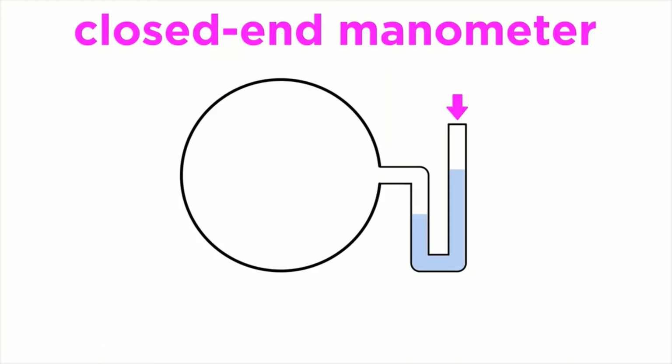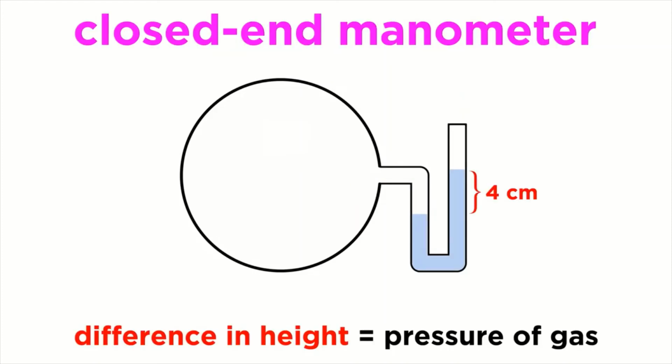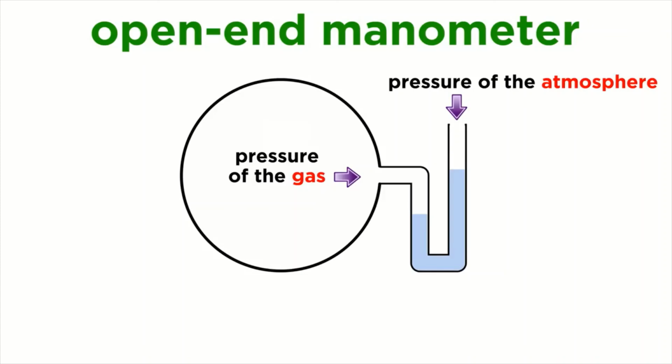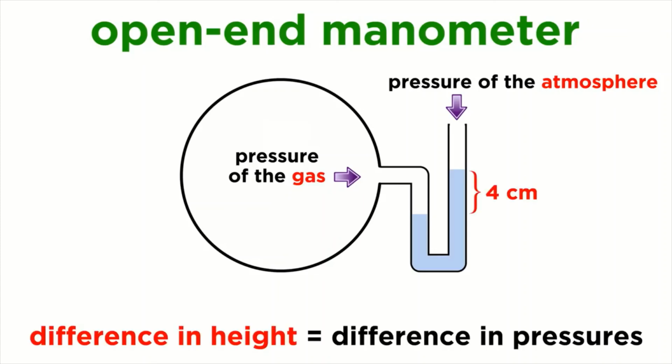This tube can be closed to the atmosphere, in which case the difference in height between the two arms of the liquid will be equal to the pressure of the gas. This is called a closed-end manometer. There can also be open-end manometers, in which the top of the tube is open to the atmosphere. In this case, the height of the two arms of the liquid will depend on both the pressure of the gas and atmospheric pressure, and the difference in height will be equal to the difference in the two pressures, the one in the bulb and the one outside of the apparatus.